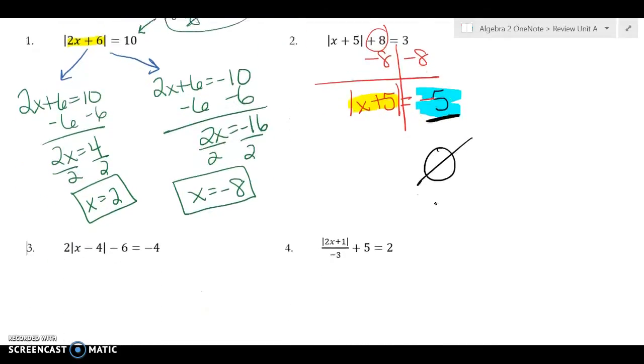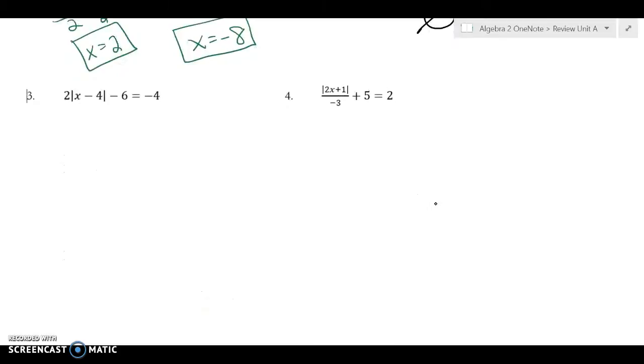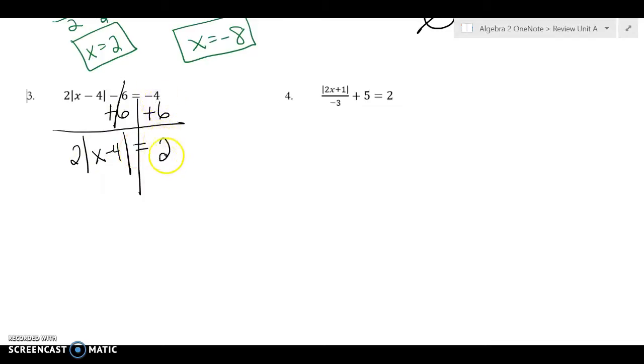All right, let's look at number 3. Number 3, there's more moving on the outside. So I have to get rid of my 2 and my 6. I get rid of my 6 first by adding 6. And I bring down my 2, I bring down my absolute value, and I bring down this. Negative 4 plus 6 is 2.